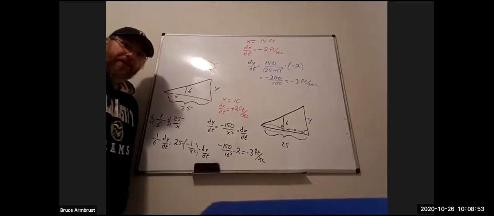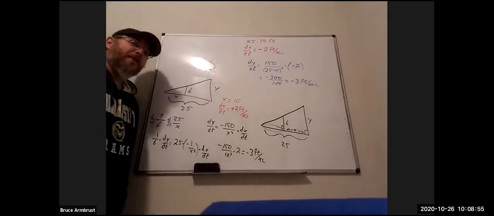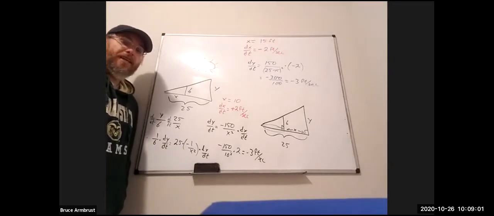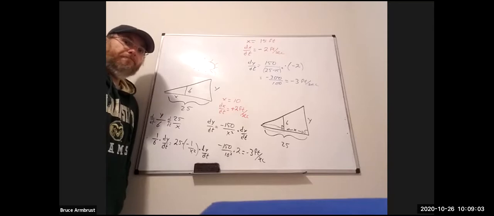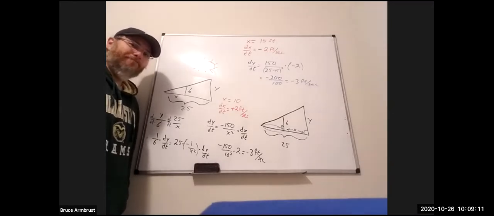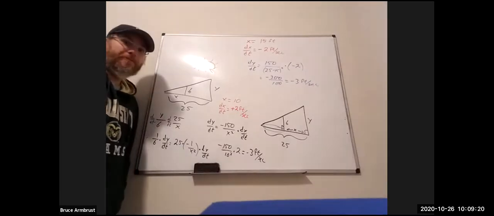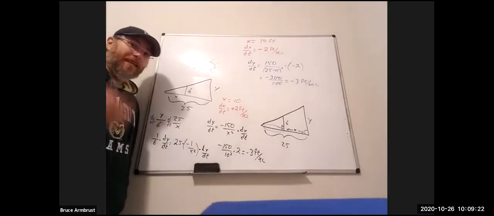Either way, what we've just found out is that as this guy's walking away from the light, the shadow is decreasing. The height of the shadow is getting shorter. Next time you're out somewhere where you can see your shadow from a light on the ground, experiment, and you'll see that your shadow actually gets shorter as you move further away from the light. There you go.